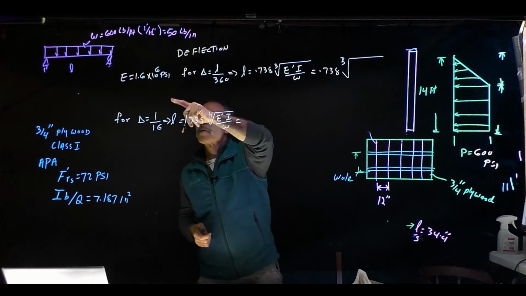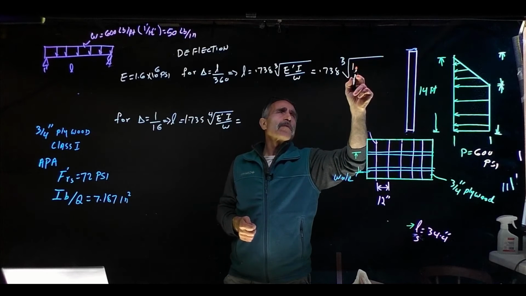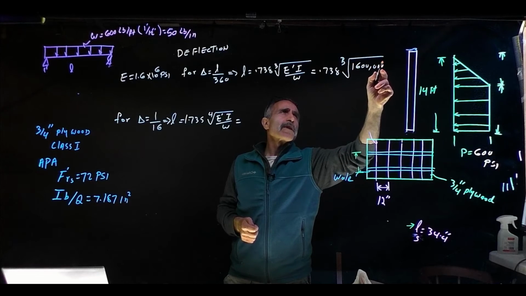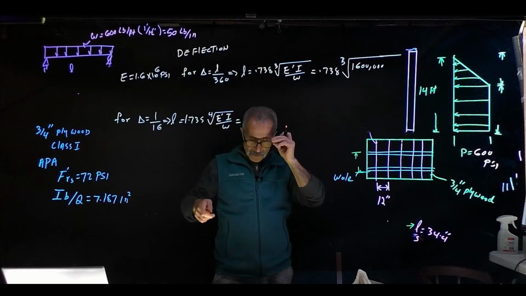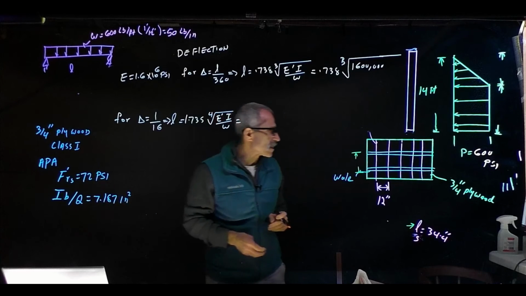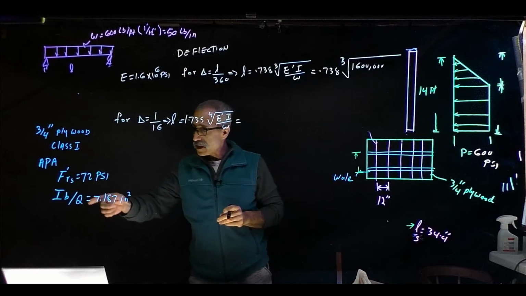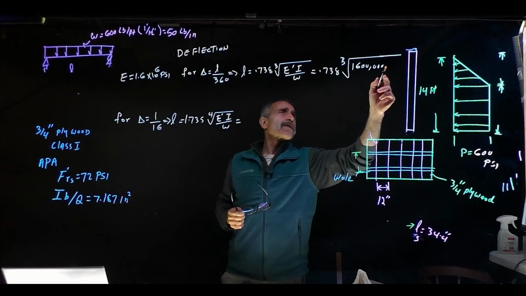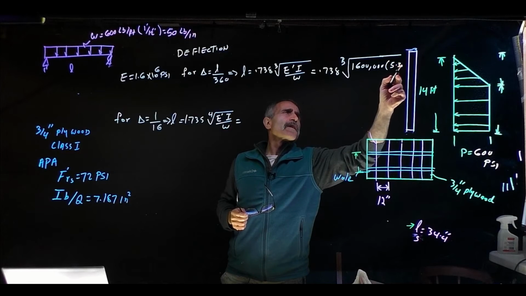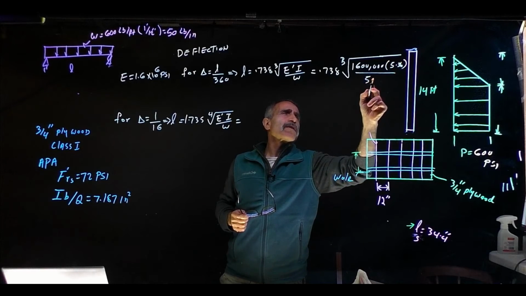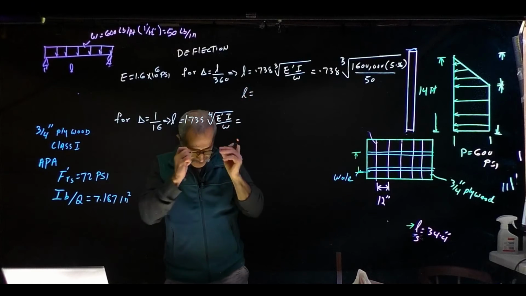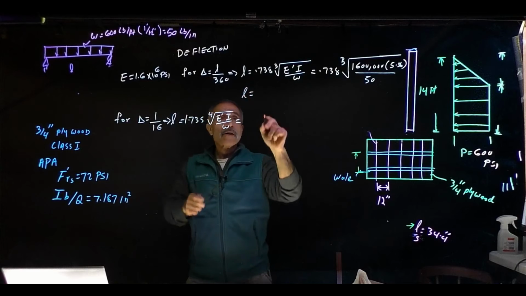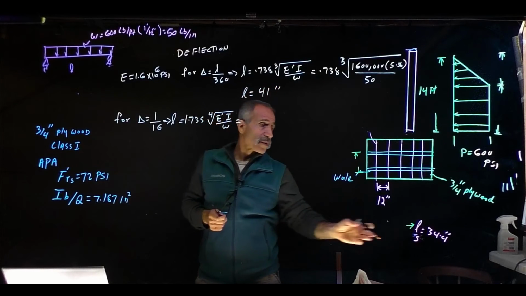E came out to 1.6 million, so 1,600,000. I ran out of room here. And I, from the previous step, we had I as 536, and divided by W, which was 50. So L for this comes out to 41 inch. So this still controls.